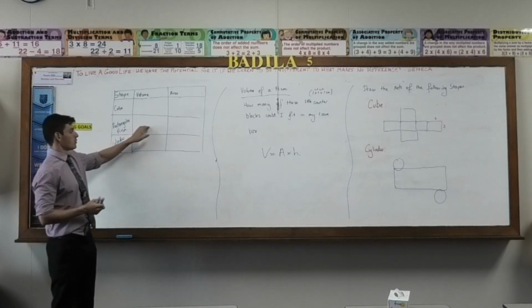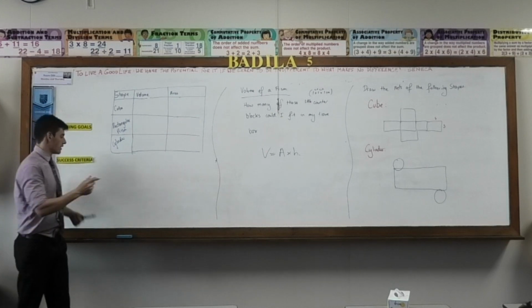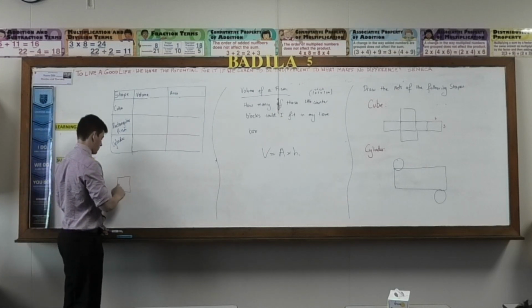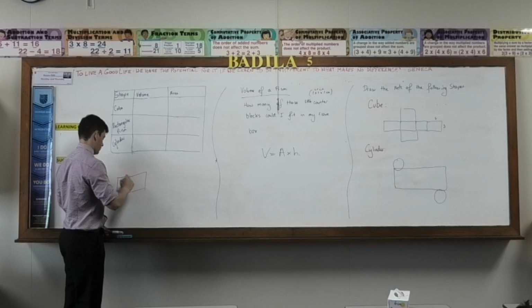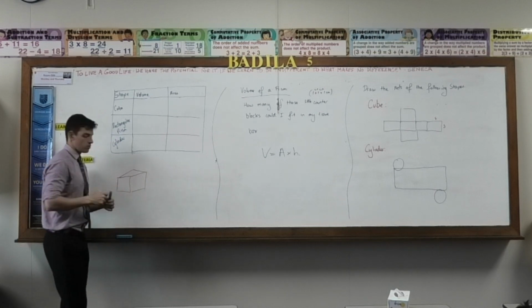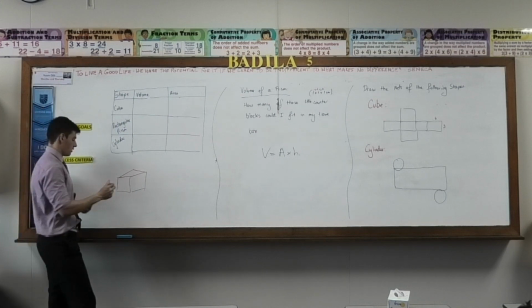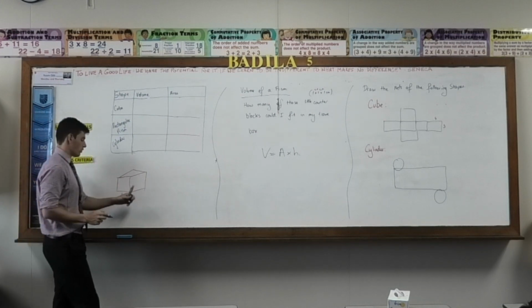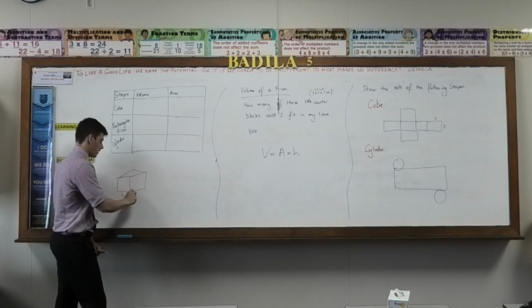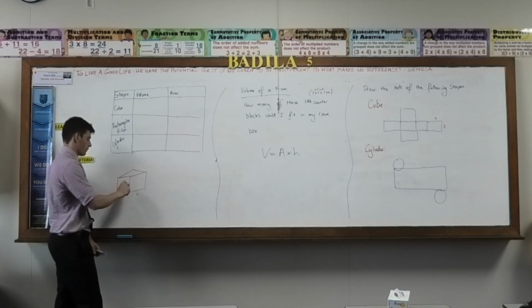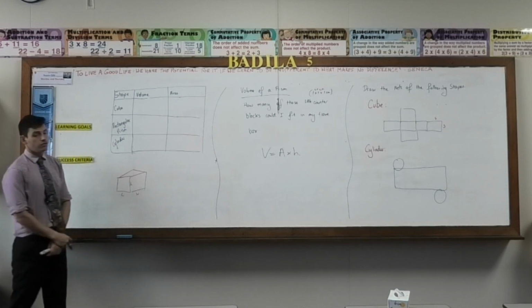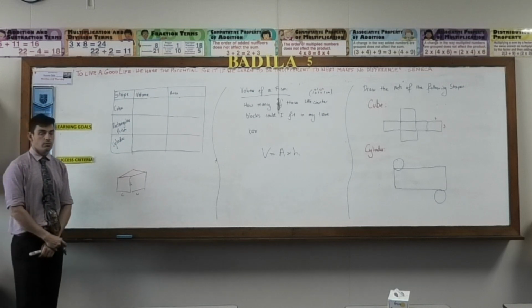Let's start with rectangular prism, actually. If I was to draw a rectangular prism, what would the equation be? What do we call that side? Length. What do we call that side? Width. And what do we call this side? So what's the equation for volume for that shape?